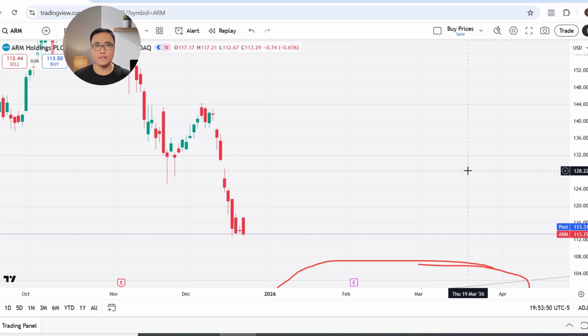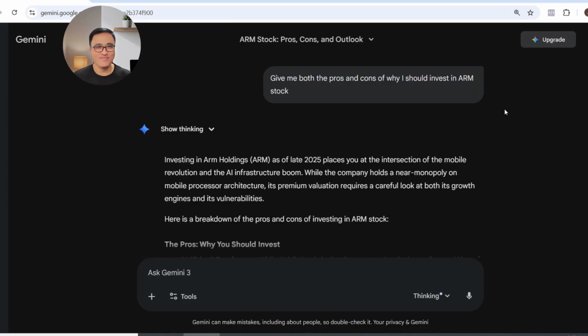Number 2 is asking ChatGPT. So everything right now is just following price action on a stock chart. Let's see what ChatGPT has to say about ARM. I lied. It's not ChatGPT. We're going to use Gemini 3.0.